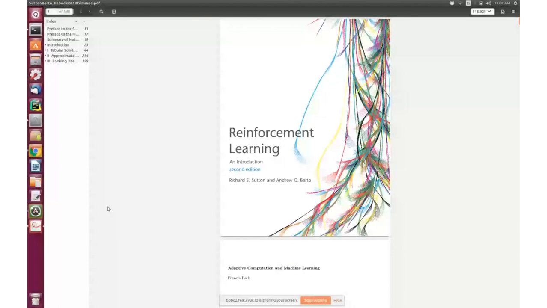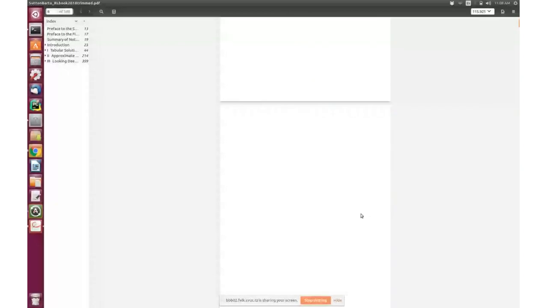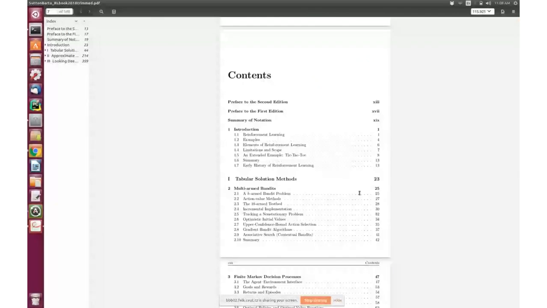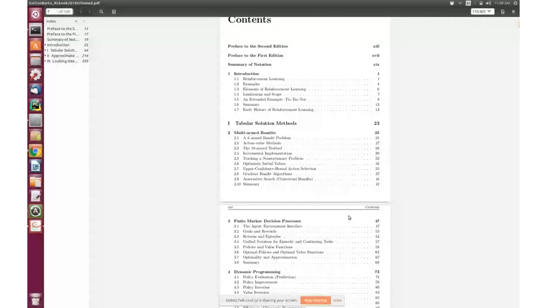This is a book that is freely available. You can download it from the internet. It's really the Bible of reinforcement learning. Over time, we also adapted the notation of our slides so that we are more in line with this book. There's a lot of content, so you don't really have to study the whole book unless you're interested.